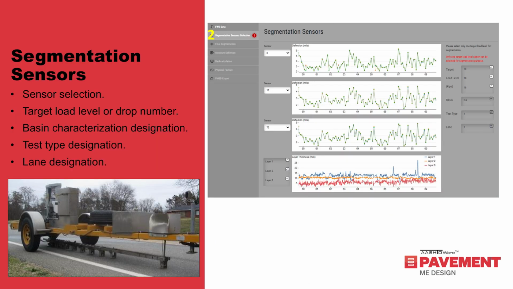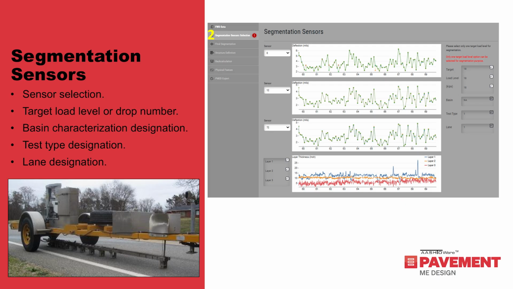The next topic within this session is on the segmentation sensors. This is step 2 in the guided process, and the screen for the segmentation sensors is shown on the slide. The purpose of the segmentation process is to identify how deflections at different locations vary along the project and whether the project responses or deflection basins are statistically different.